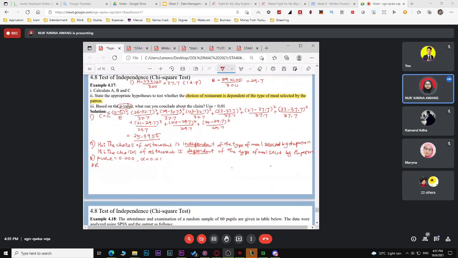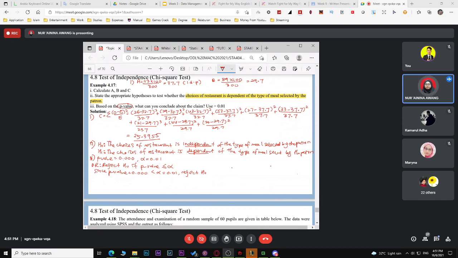And then the next one is your decision rule. We reject H null if p-value is less than or equal to alpha. For the decision, we compare these two values. Since p-value is equal to 0.000, this value is less than your alpha, so you reject your H null. For the conclusion, you can write that the choice of restaurant is dependent on the type of meal selected by the patron, or you can say that there is enough evidence to say that the choice of restaurant is dependent on the type of meal.